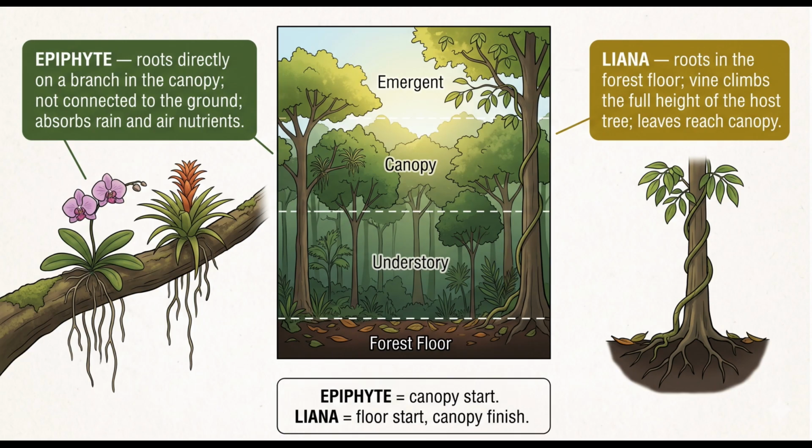The liana is different, a woody climbing vine that roots in the forest floor and grows upward by wrapping around and clinging to an existing tree. It uses the host's height to reach the canopy, requiring far less energy than building its own trunk. Remember the key distinction: epiphyte roots in the canopy, on a branch. Liana roots in the ground, climbs to the canopy.